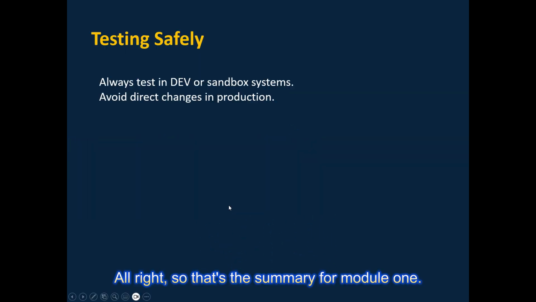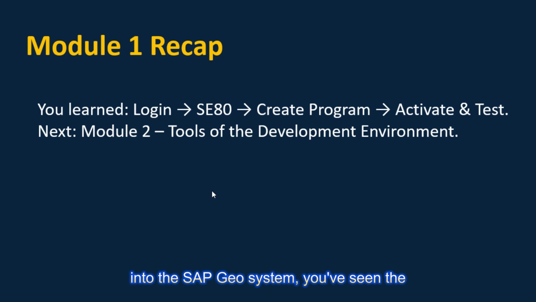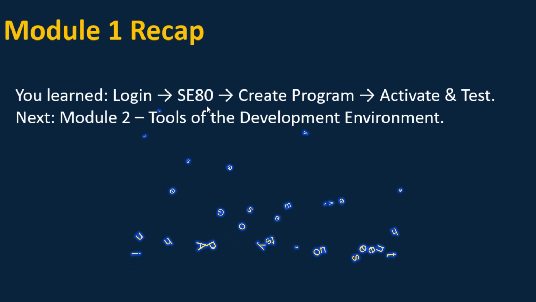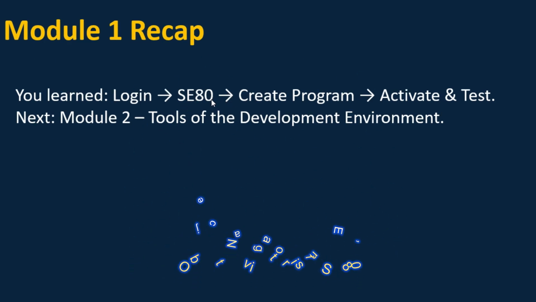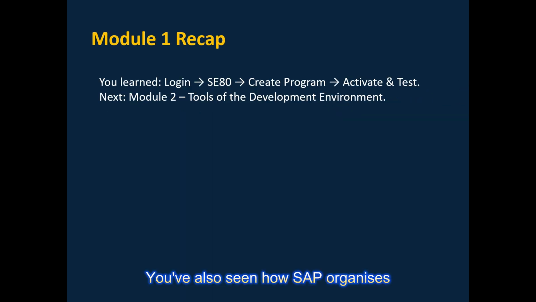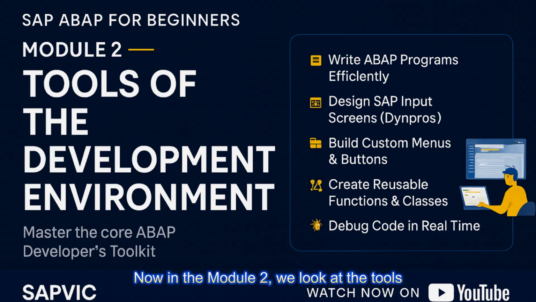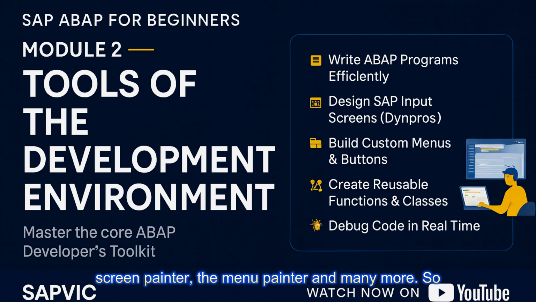All right, so that's the summary for module 1. You've logged into the SAP GUI system. You've seen the object navigator using SE80. You've created a program, you've activated and you've tested. You've also seen how SAP organizes development. Now in module 2, we look at the tools of the ABAP development environment, like the ABAP editor, which you have seen, the screen painter, the menu painter, and many more.